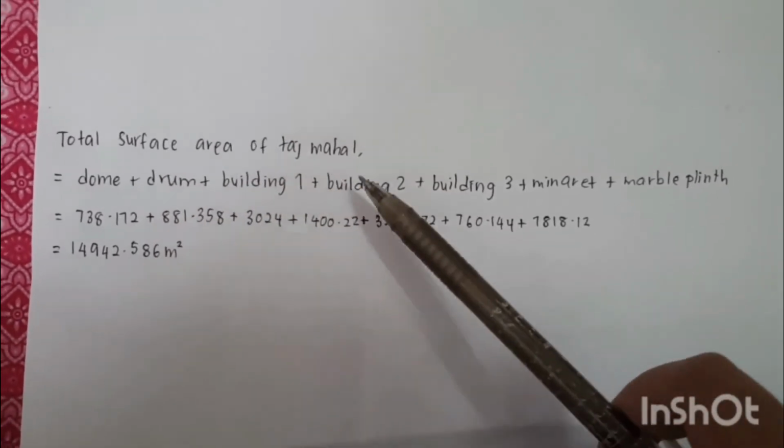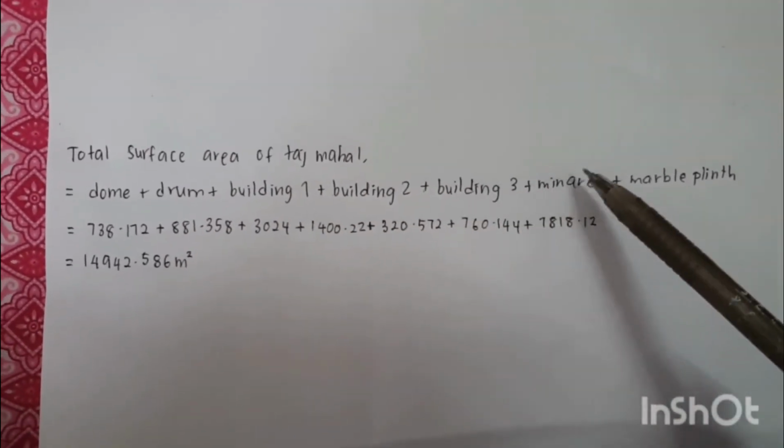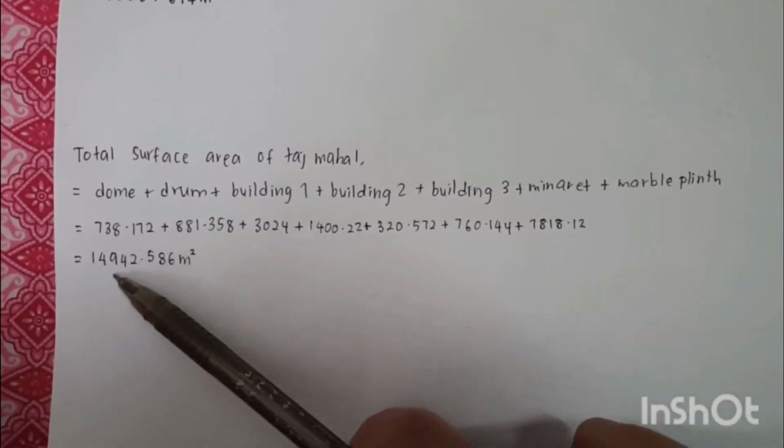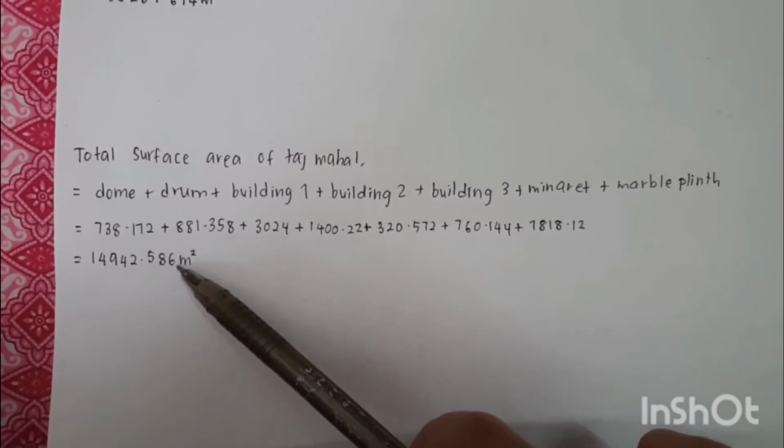So to find the total surface area of Taj Mahal, we just insert dome plus drum plus building 1 plus building 2 plus building 3 plus minaret and plus marble plane. Then we got the answer 40,942.586 meters square.